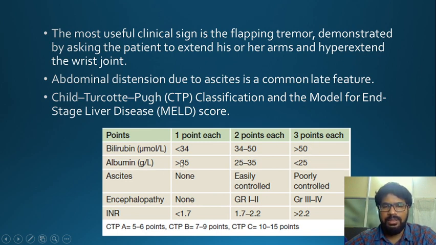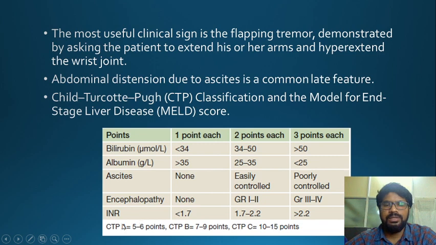Like that, albumin more than 3.5 is 1 point. 2.5 to 3.5 is 2 points, and less than 2.5 is 3 points. And the ascites: none, easily controlled, and poorly controlled. Encephalopathy: none, grade 1 and 2, grade 3 and 4. So each parameter is given certain cutoff values, and for each cutoff value they are given some points. Finally we calculate all these points. The highest value is 15, and the least value is 5.